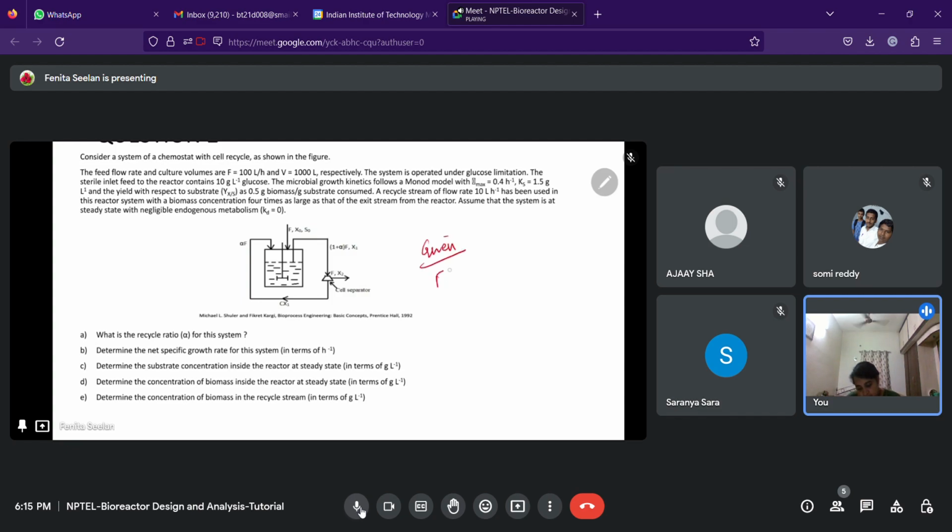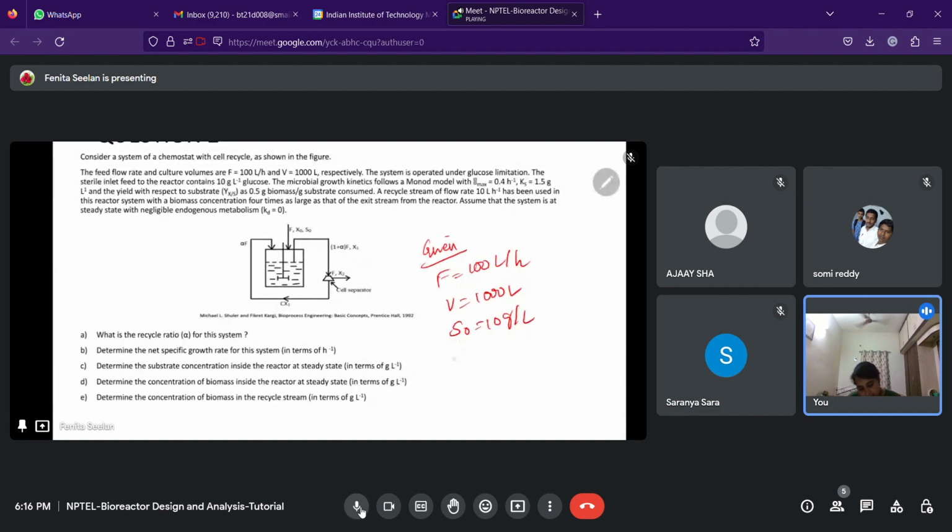So the feed flow rate is 100 liter per hour. Volume is 1000 liter. Glucose is the limiting substrate. Sterile inlet feed means the inlet feed is your S naught. You can look at the diagram to name what exactly it is. So S naught is 10 gram per liter.